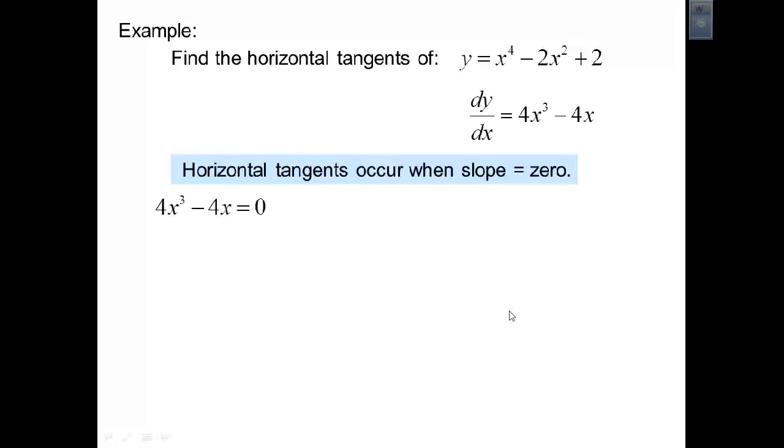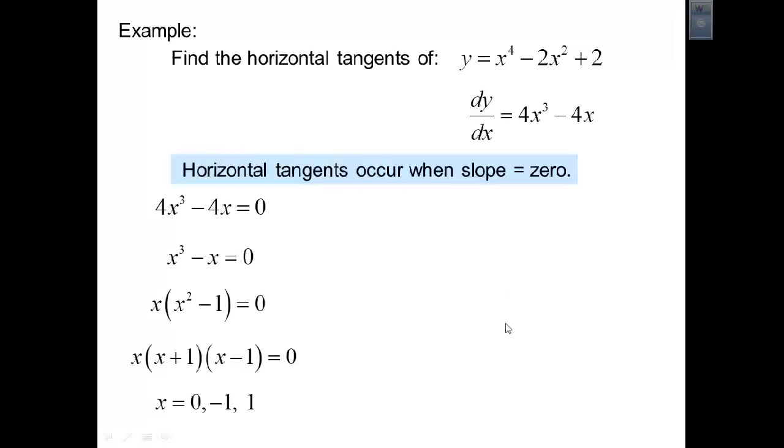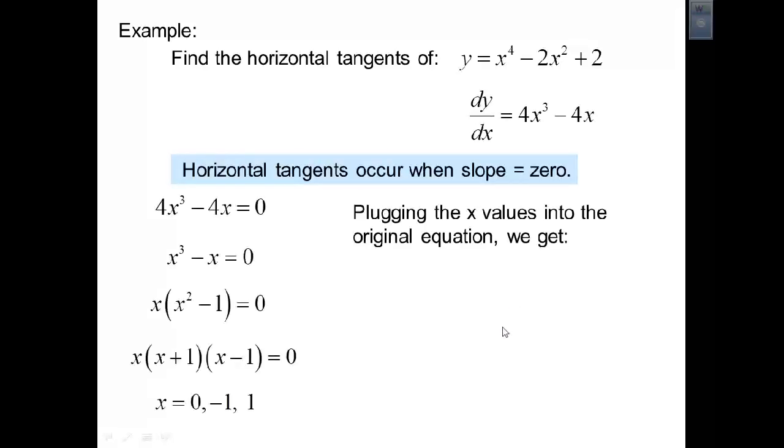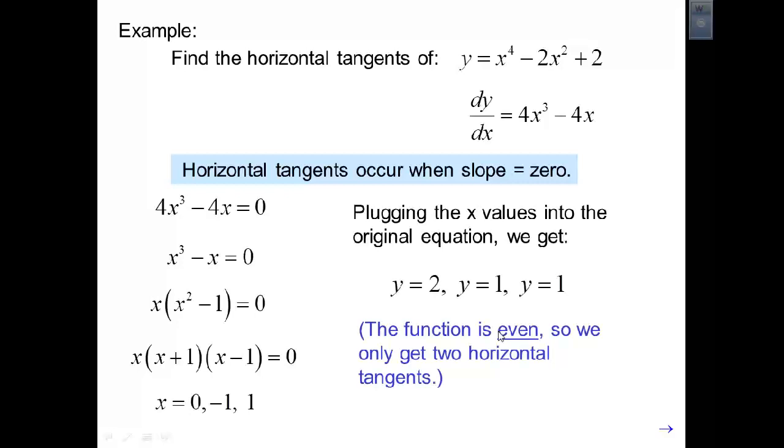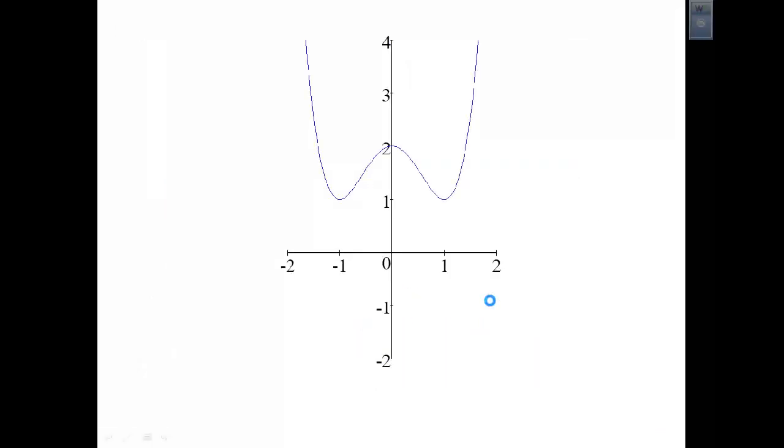Now let's look at the graph. And there is what the graph looks like. So here we can see we've got a horizontal tangent that would take both of these parts out and one that would take that one out. So there's your y equals 2, there's your y equals 1.